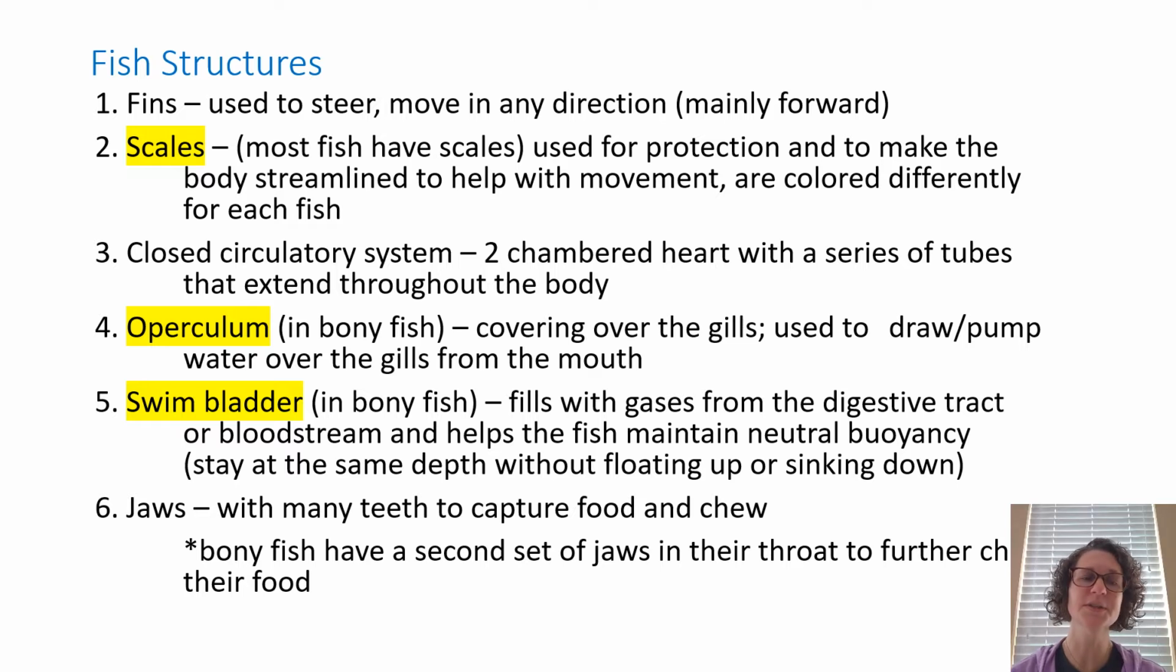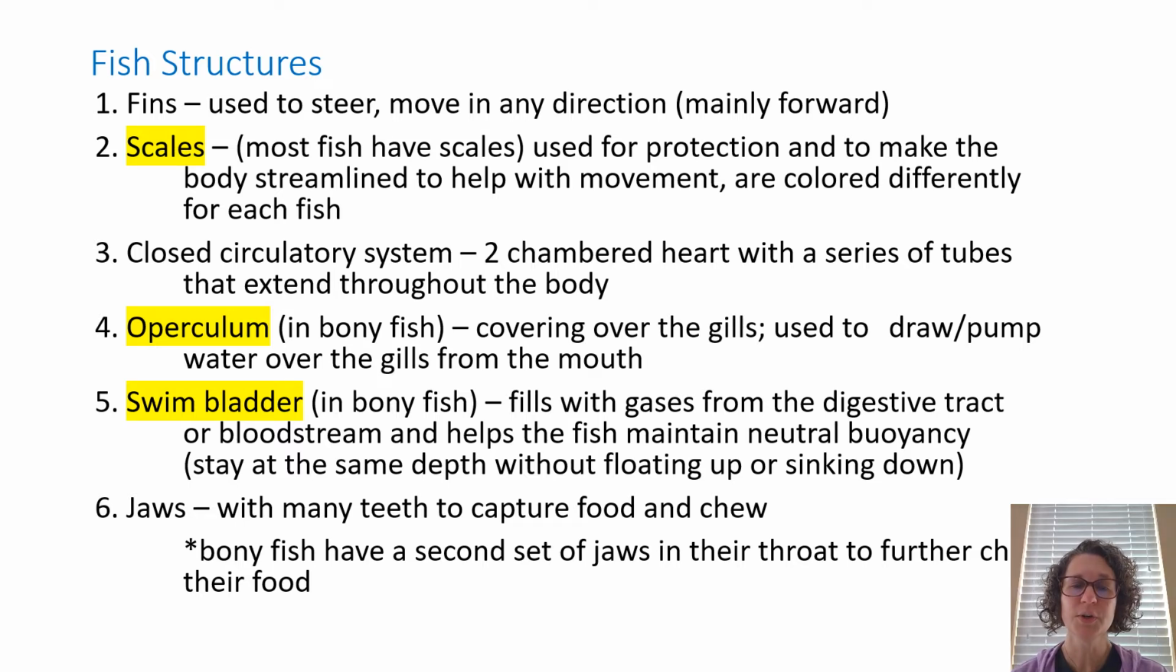Then scales. Most fish have scales. These scales again are used for protection, an outer layer that is a little bit stronger than just skin. They are used to make the body a little more streamlined, and so that helps with movement. They can be very brightly colored, very distinctive patterns, all those different kinds of things just depend on the species. But the scales themselves are pretty uniform.